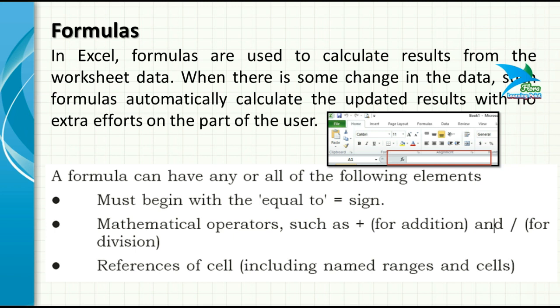Next, cell reference: reference of cells including names, named ranges or cells. While writing the formula you have to write the cell reference or range. You can type the name of the cell, for example A1, A2, A3 and so on. You can also specify a range if you want to perform a calculation on multiple cells in a sequence, by using the colon operator. We'll discuss ranges and cells in the practical session also in this lecture.